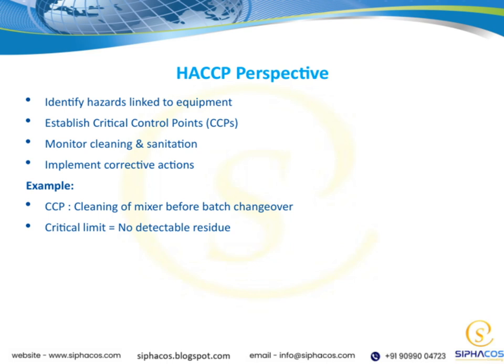Monitoring these CCPs is vital. Regular checks ensure that cleaning and sanitation are effective. If we find that the critical limit isn't met, we must implement corrective actions immediately to prevent any risk. Overall, this approach helps us control hazards linked to our equipment, maintaining food safety throughout the process. It's about being proactive and thorough, ensuring every step is monitored and managed properly.